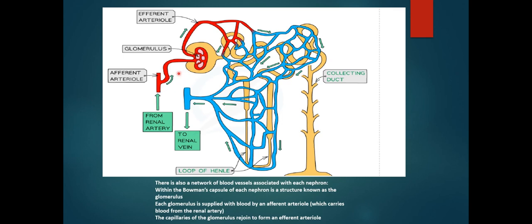So now, where does it start from? It starts from the renal artery. The renal artery takes blood to the Bowman's capsule, and before that, when the renal artery branches in, it's called the afferent arteriole. The afferent arteriole is really wide, so the blood pressure is low here because it's wider.